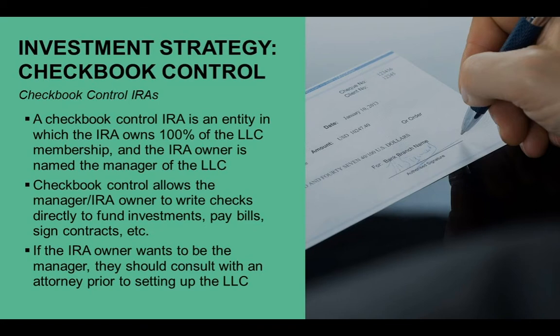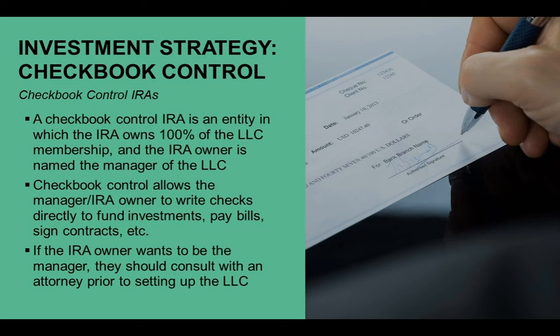So, the investment strategies of the Checkbook Control IRA. It is an entity that the IRA owns 100% of. That's a really important thing to understand: either an LLC or a trust is going to be wholly owned by the IRA. It doesn't really matter how you structure it per se. It's just that the IRA owns 100% of the entity that is going to be managed for the benefit of that IRA.